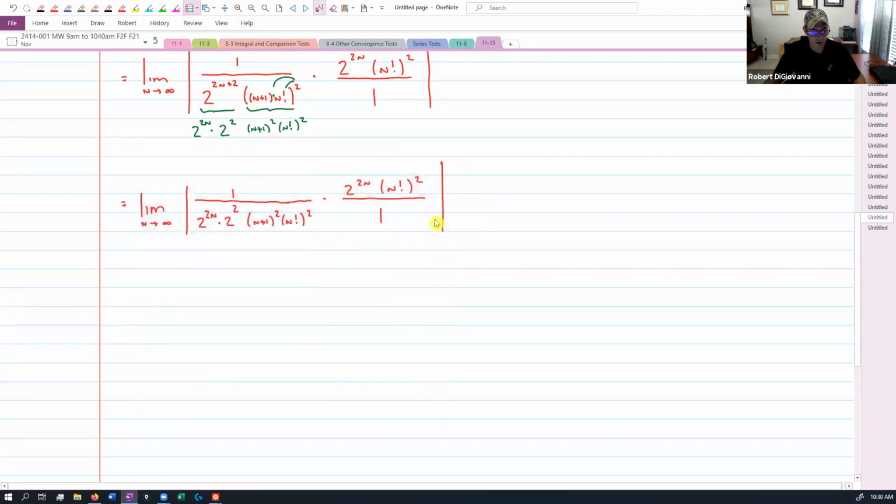And then once you're here, well, things are real nice, because then this 2 to the 2n cancels with that. The n factorial squared cancels with that. And that's pretty much it. I mean, all you're left with here is 2 squared, that's 4. So we have 1 on top, we have 4 on the bottom. We still have the n plus 1 squared, but everything else has gone away. And that limit goes to 0, because you have a fixed number on top and infinity on the bottom, and that's definitely less than 1. And so you get convergence.